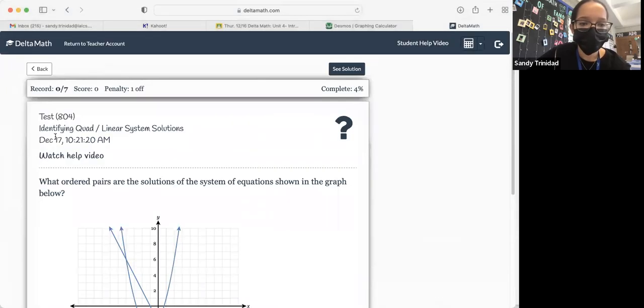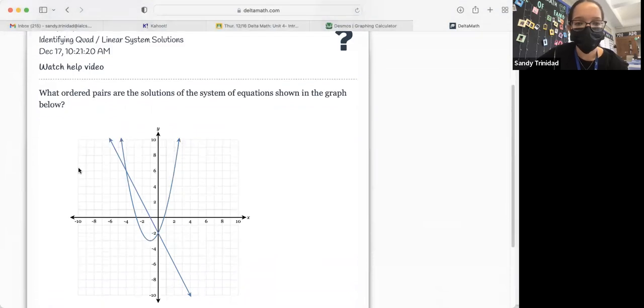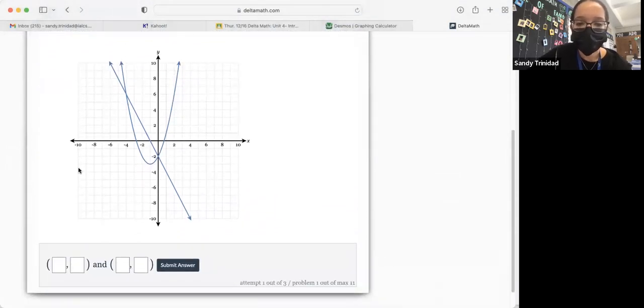So on the second part where it says identifying solutions of linear and quadratic equations, here instead of graphing, the graphs are already made for you. And all you have to do here is identify the points where the lines connect with each other. So I would go here on my graph and I'm going to circle where the two lines connect with each other. So I see they connect right here and I see that they connect over here. And then my solutions would be those 2 points.